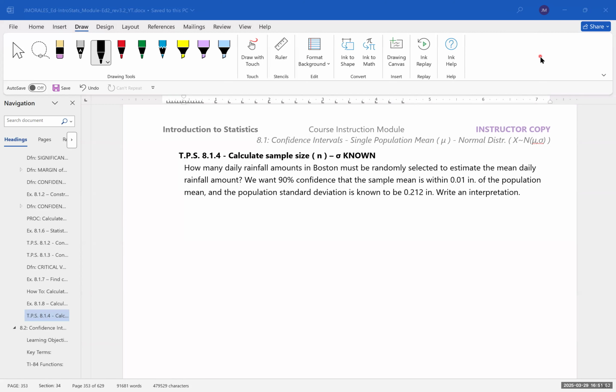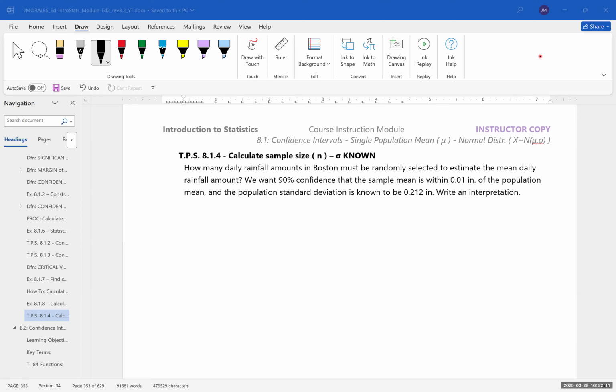All right, this is a think, pair, share. So maybe try this one on your own, and resume this video to see my solution to it. Okay, so calculating sample size with the population standard deviation known.